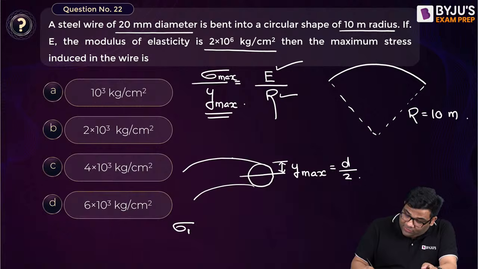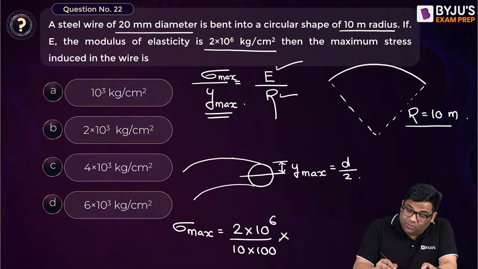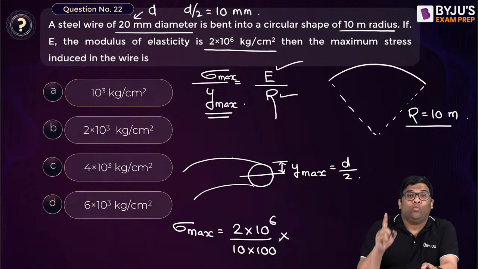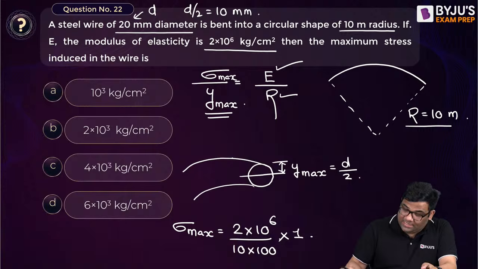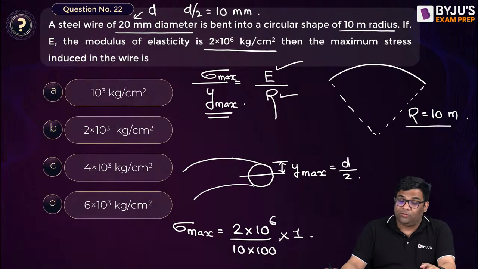So the maximum bending stress will be equal to what? E is given as 2 into 10 power 6. Radius is the radius of that arc, that is 10 meter. In centimeter it will be 10 into 100. And then Y max is how much? D by 2. So D is 20, so D by 2 will be 10 mm. In centimeter it will be 1 centimeter. So what's the right answer to this? Very straightforward question. The answer is B.